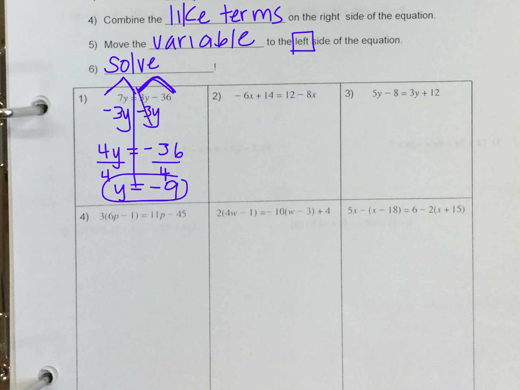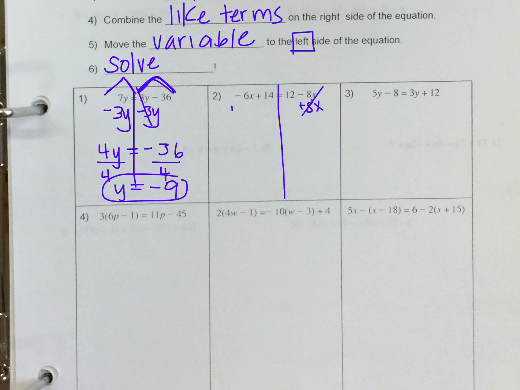So let's look at number 2. There's nothing to distribute. I don't see any parentheses. Nothing to distribute. I can't put an x with a 14. I can't put an x with a 12. So now it's time to do step 5. Move the variable to the left side. So what I need to move is this minus 8x. To move a minus 8x, I'm going to plus 8x.